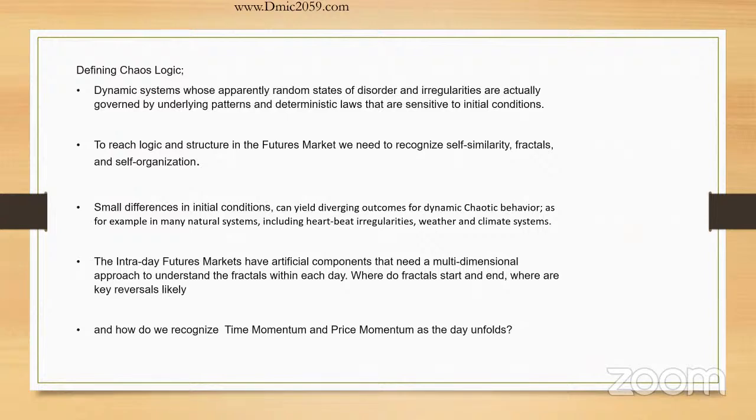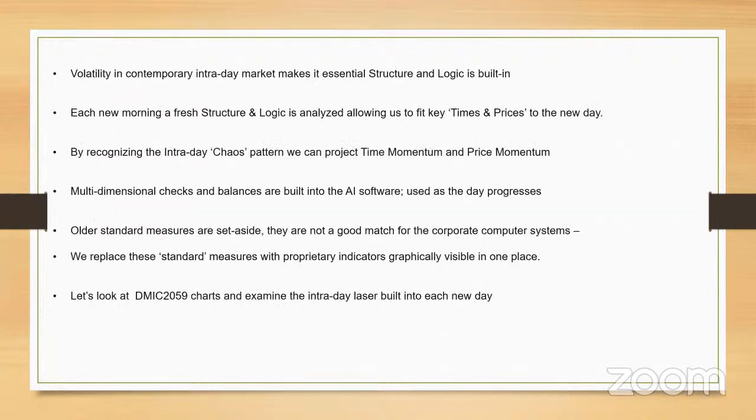The intraday futures markets have artificial components that need a multi-dimensional approach to understand the fractals within each day. Where do fractals start and end? Where are key reversals likely? And how do we recognize time momentum and price momentum as the day unfolds? Volatility in contemporary intraday market makes it essential structure and logic is built in. Each new morning, a fresh structure and logic is analyzed, allowing us to fit key time and prices to the new day. By recognizing the intraday chaos pattern, we can project time momentum and price momentum.